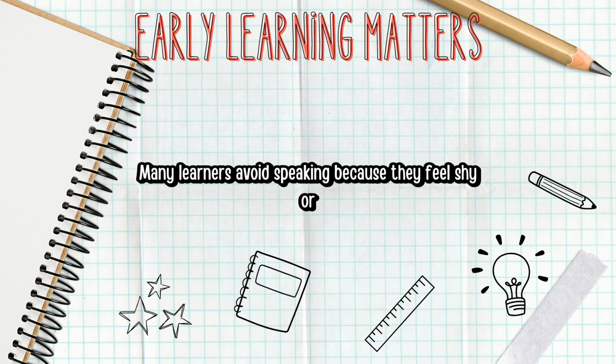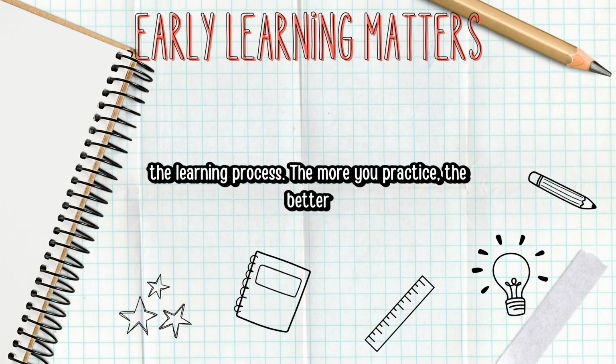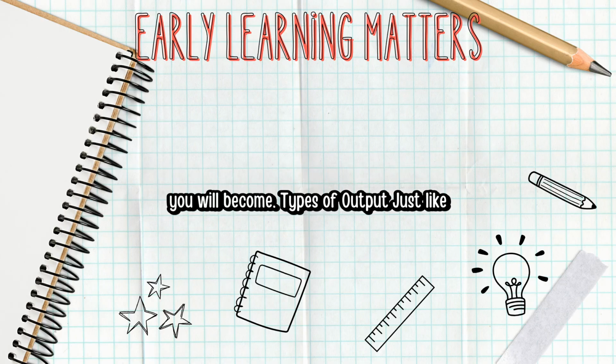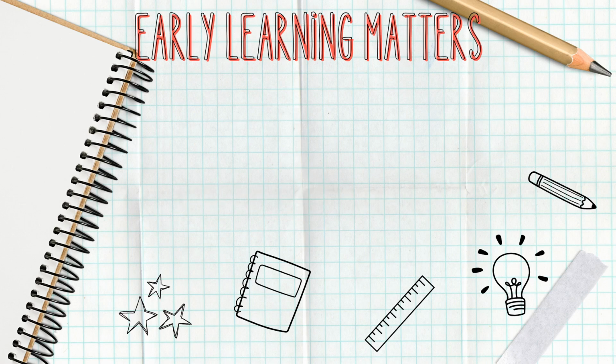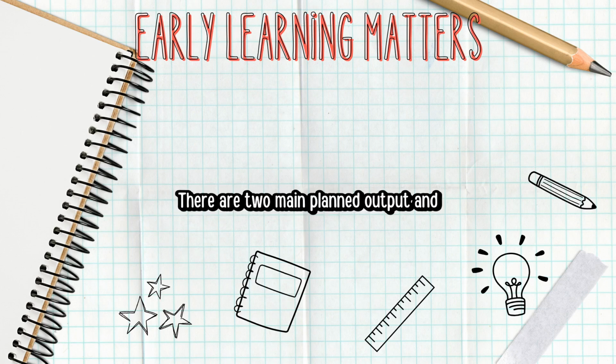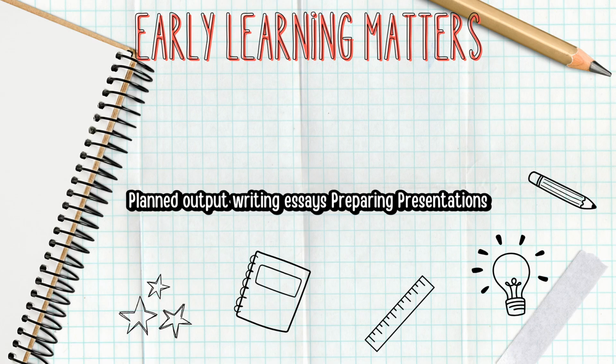Many learners avoid speaking because they feel shy or afraid of making mistakes. But mistakes are part of the learning process. The more you practice, the better you will become. Types of output. Just like input, output comes in different forms. There are two main types: planned output and spontaneous output. 1. Planned output. Writing essays, preparing presentations.